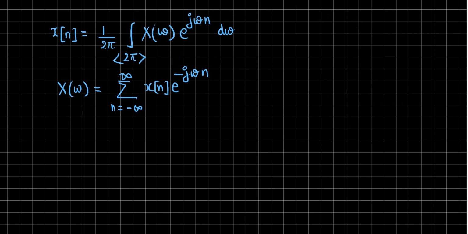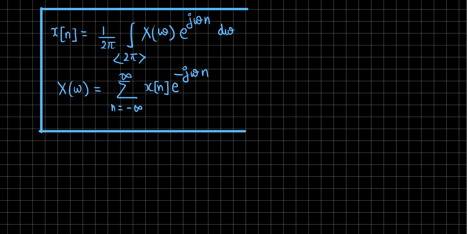So we have obtained here a new set of equations, and this we call a discrete-time Fourier transform, or the Fourier transform representation for discrete time signals. So this is the Fourier transform of discrete time signals.